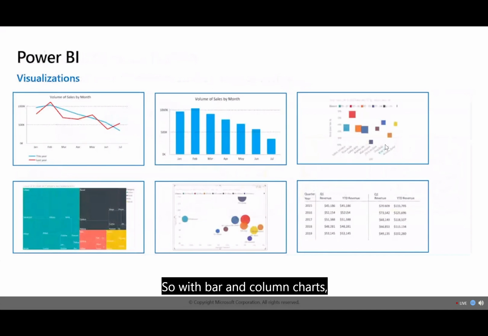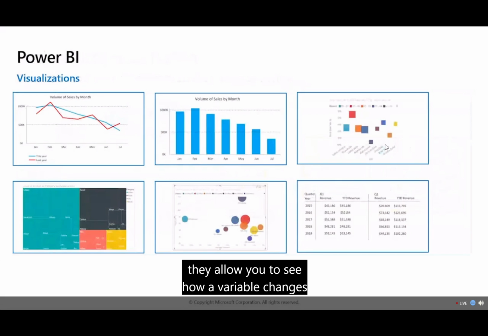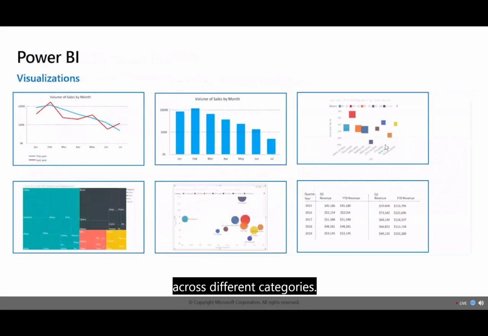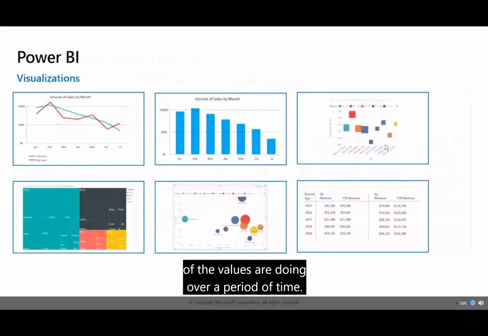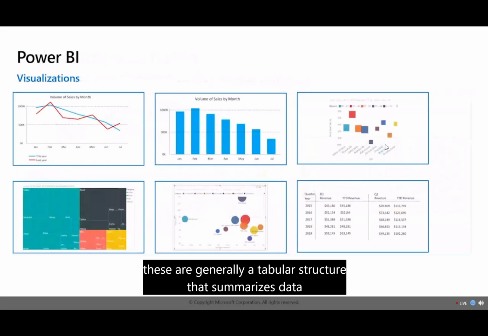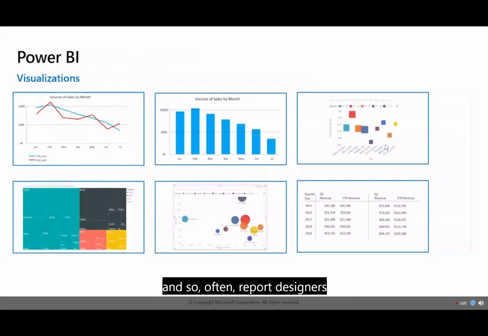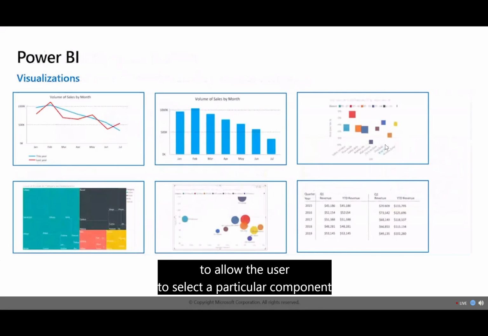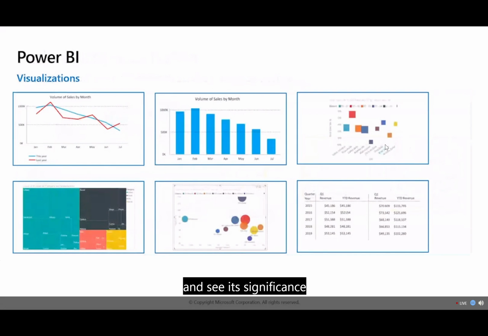With bar and column charts, they allow you to see how a variable changes across different categories. With line charts, we can see how the overall shape of the values is doing over a period of time. With matrices, these are generally a tabular structure that summarizes data. Often report designers use matrices in reports or dashboards to allow the user to select a particular component and see its significance across the data.